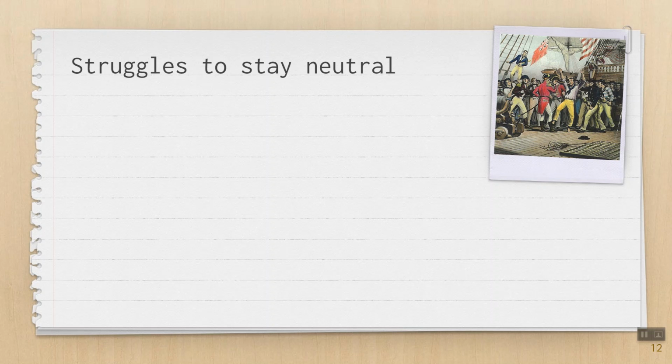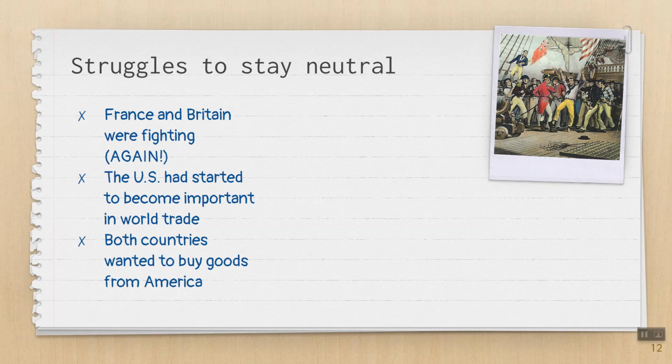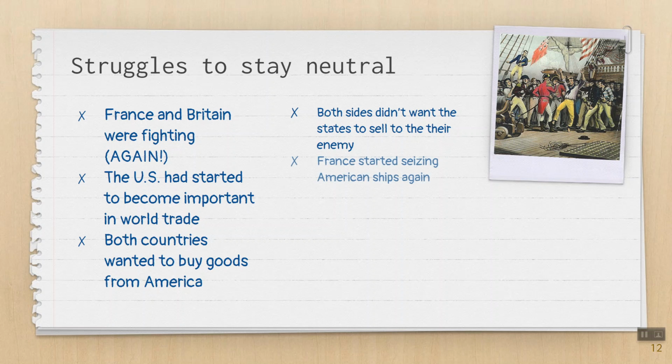Again, it came back to staying neutral and staying out of war because France and Britain were fighting again. It seems like they're always fighting. And the U.S. had started to become very important in world trade, meaning that France and Britain both really wanted to buy goods from America. But both sides didn't want the states to sell to their enemies. So Britain didn't want the states to sell to France, and France didn't want the United States to sell to Britain, and that was making those countries mad.